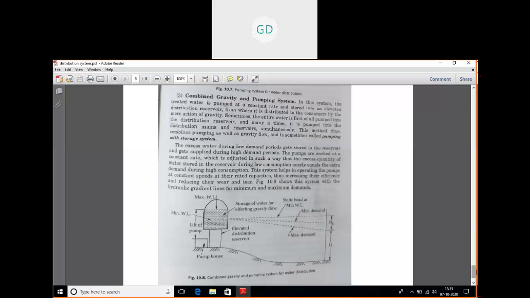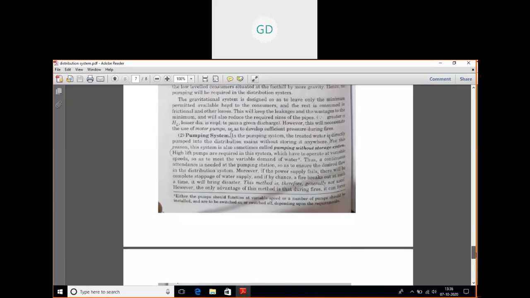With the help of a pump, the water is collected from the source and then stored in the distribution system, and from that distribution system it is supplied to the consumers, who are staying at the low level area. So in that case both gravity and pumping systems are being used. So this is all about your distribution system.